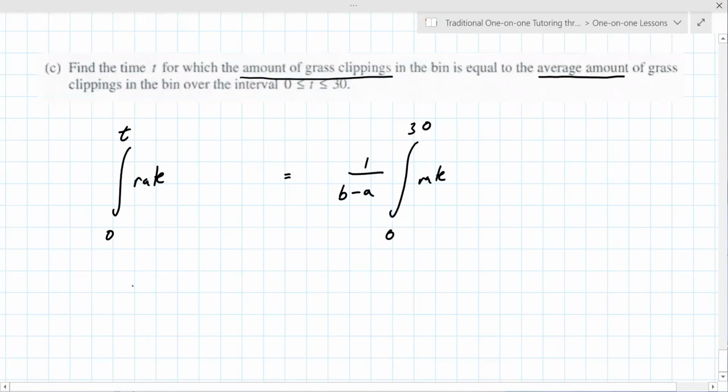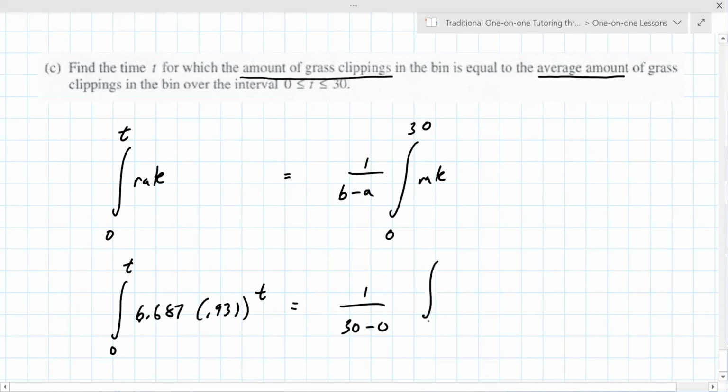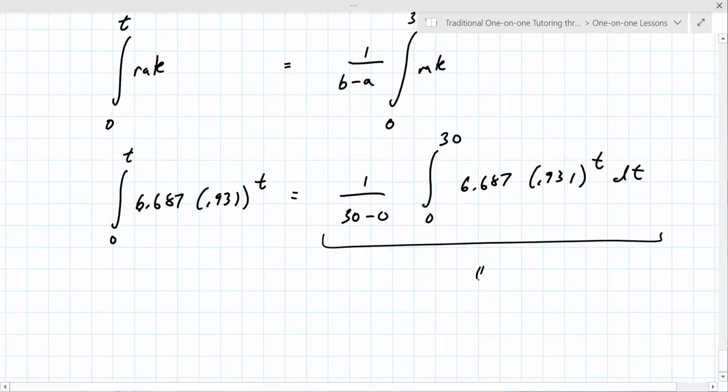But in terms of what you do here, it's the integral from 0 to t of 6.687 times 0.931 to the power of t equals 1 over 30 minus 0, integral from 0 to 30 of 6.687 times 0.931 to the power of t dt. So this right here on the right is a number, and I'd like you to find that number for me using your calculator.